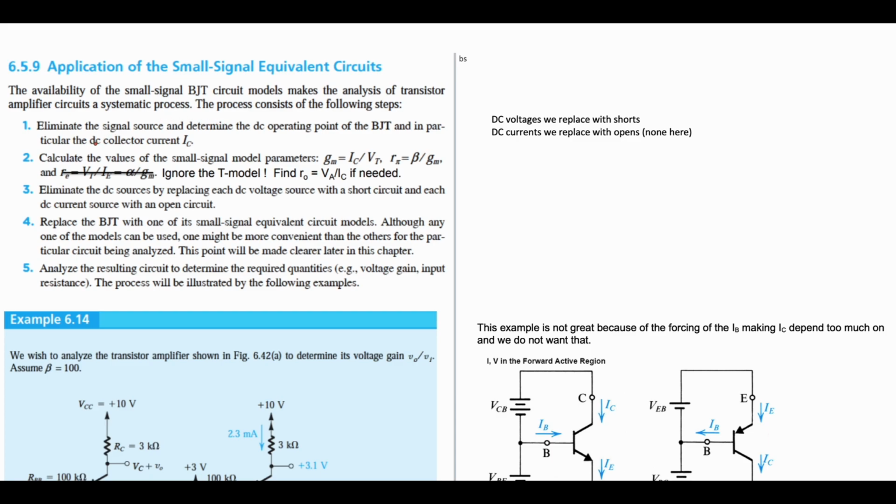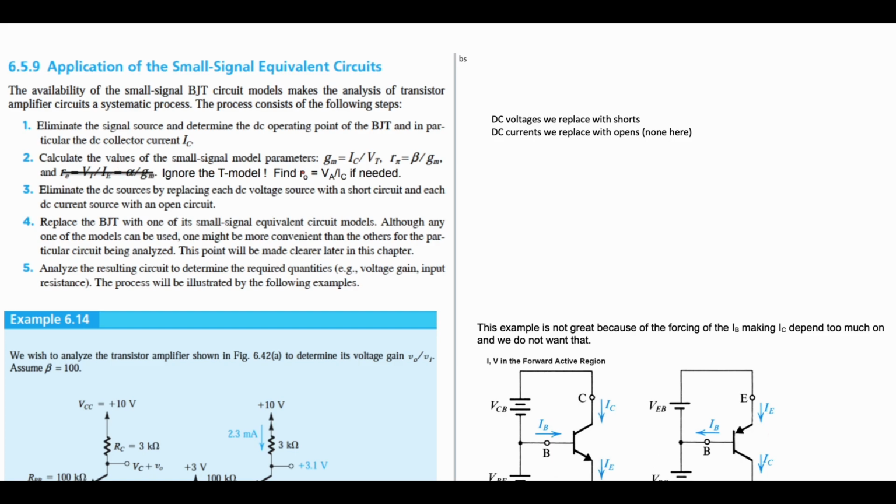First, we're going to eliminate the signal source and determine the DC operating point of the BJT, and in particular the DC collector current IC. We also have to note that DC voltages we replace with shorts, and DC currents we replace with opens. We're not going to have any in here, but that is just important to note when we eliminate the signal source. We're then going to calculate the values of these small signal model parameters.